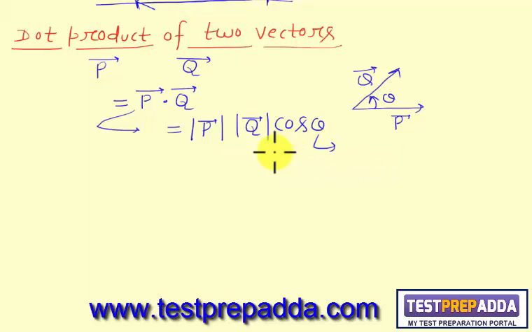Since it is a scalar quantity, we are getting a scalar. So the dot product is also called the scalar product.